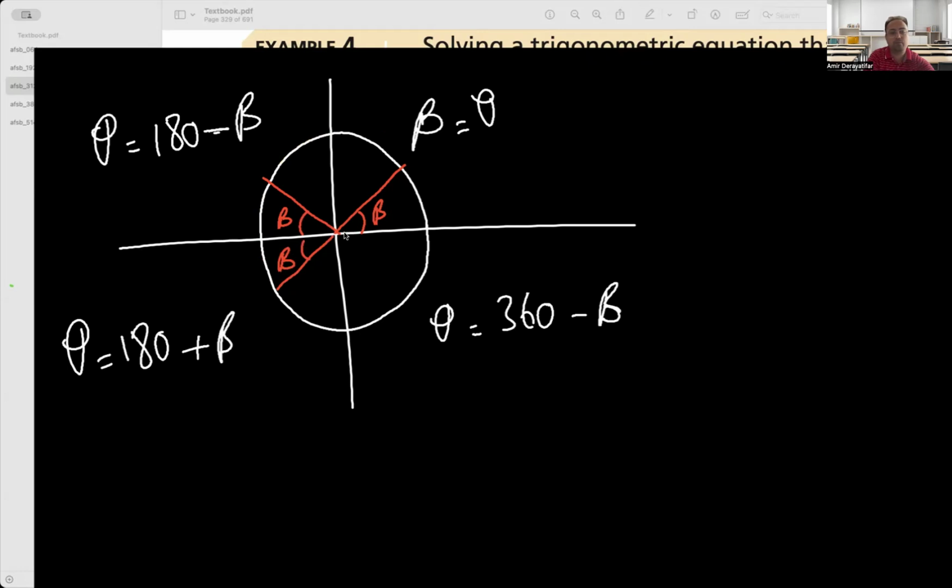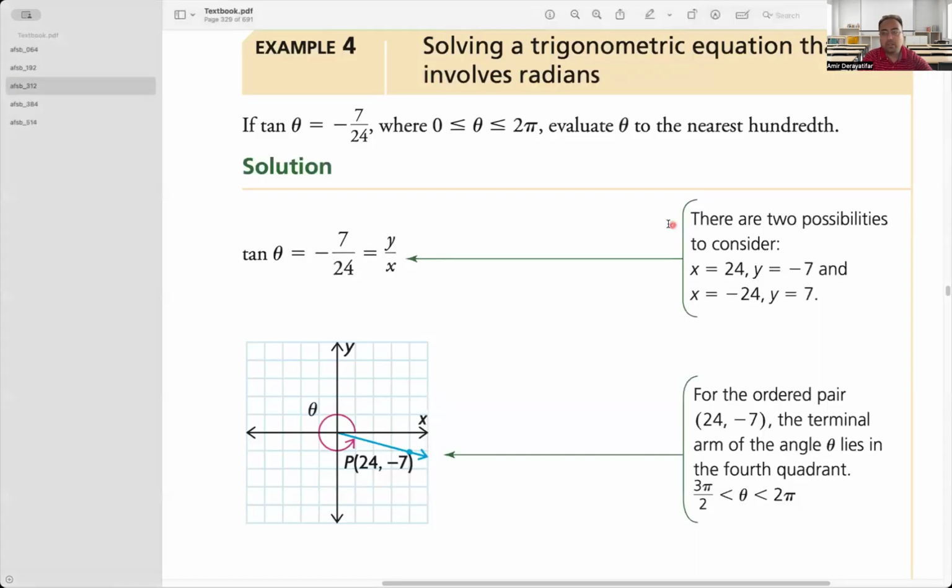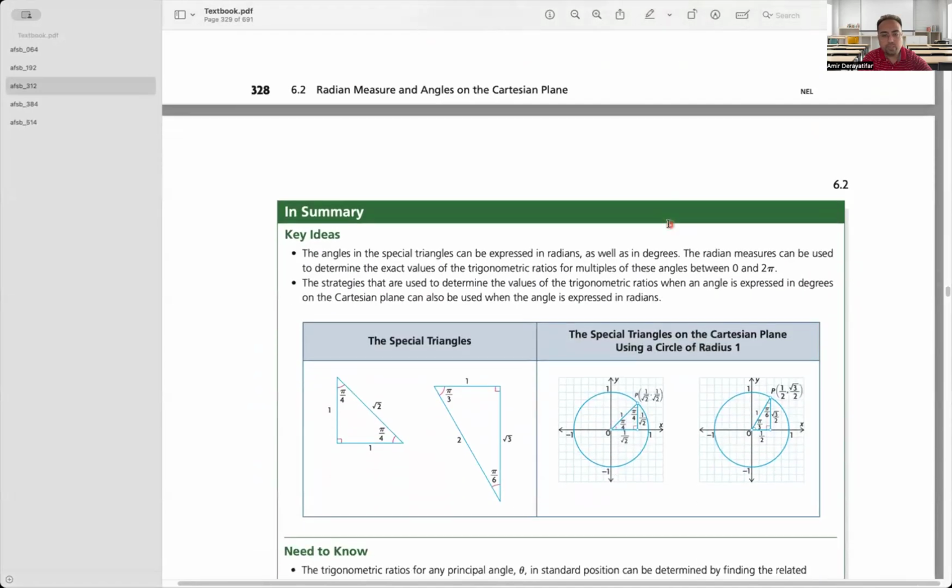And the last one is quadrant 4, which is going to be 360 minus beta, because again, you go one complete cycle all the way around counterclockwise, and then you go beta degrees clockwise. So if that helps you to solve it better, go with that. Okay. All right. Let's move on.